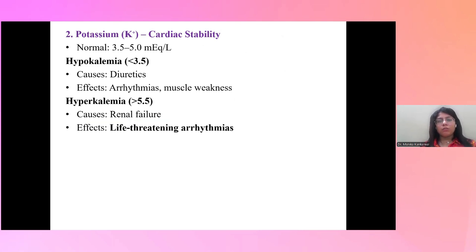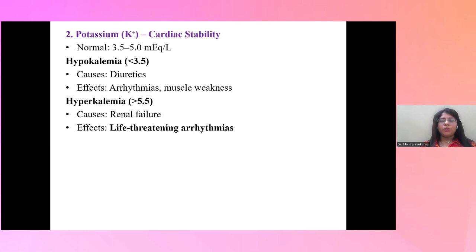But what you should know is the normal values of these electrolytes and what signs and symptoms the patient will show, so that you can start an early treatment regimen to cure these deficits. Now, the second important electrolyte is potassium, which mainly tells the cardiac stability, and the normal range is between 3.5 to 5 milliequivalent per liter. If the patient has hypokalemia, the potassium will be less than 3.5 milliequivalent per liter.